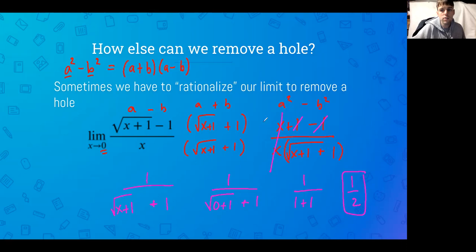So this process right here is called rationalizing. We're removing a radical from a particular location. Again, it's not obvious that it's going to be productive, but in these types of problems, it will be.